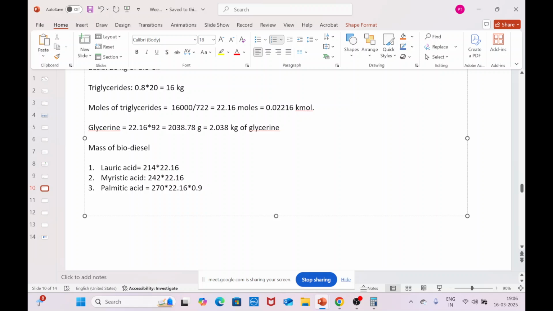Is this fine? And these are esters, or you can say methyl esters. Sorry, let me put that word: methyl esters of lauric acid.